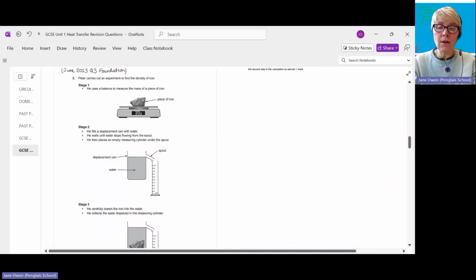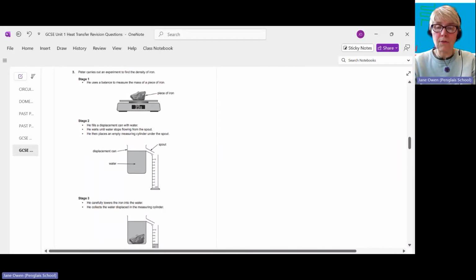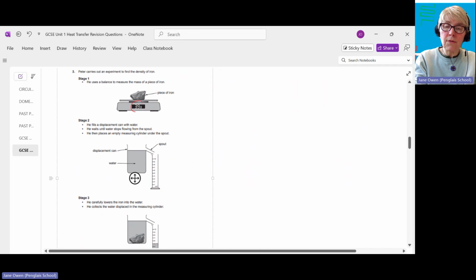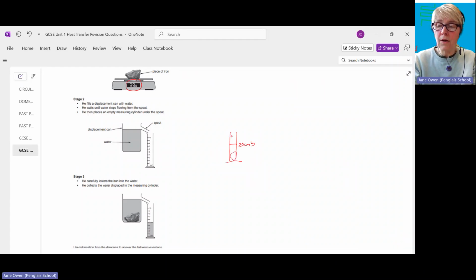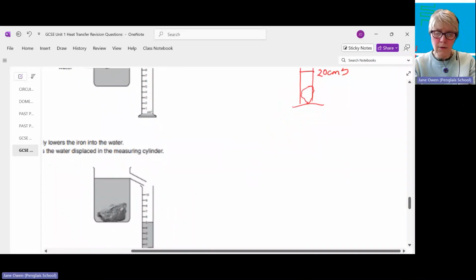Okay, so stage 1, he uses a mass balance to measure the mass of iron. Look, they've given us some information there, 39 grams. He fills up a displacement can. Now, a displacement can, you can do this 2 ways. You could have put some water, say, up to a 20 centimeter cubed mark, it doesn't matter. You could put the piece of iron into that if it fits, and then it will go up to a new level. Let's see what that goes up to.